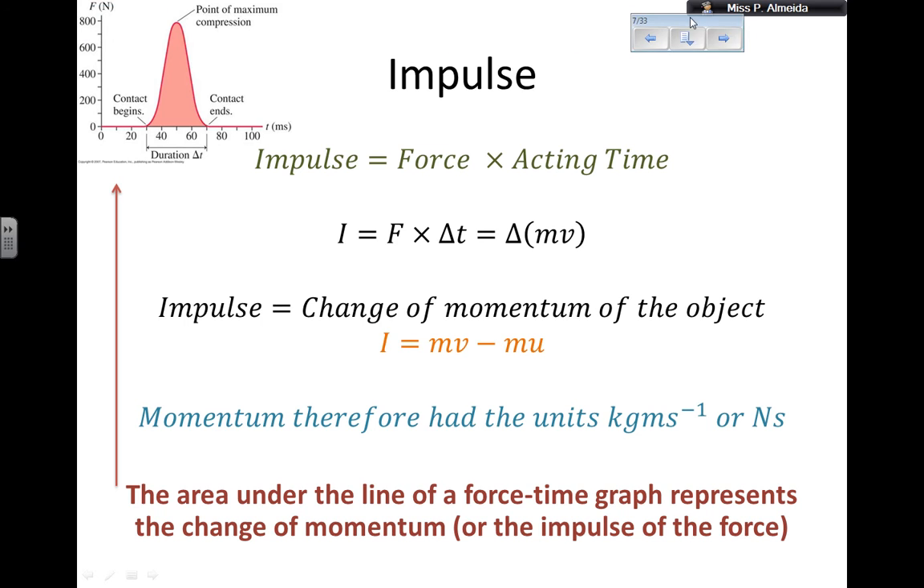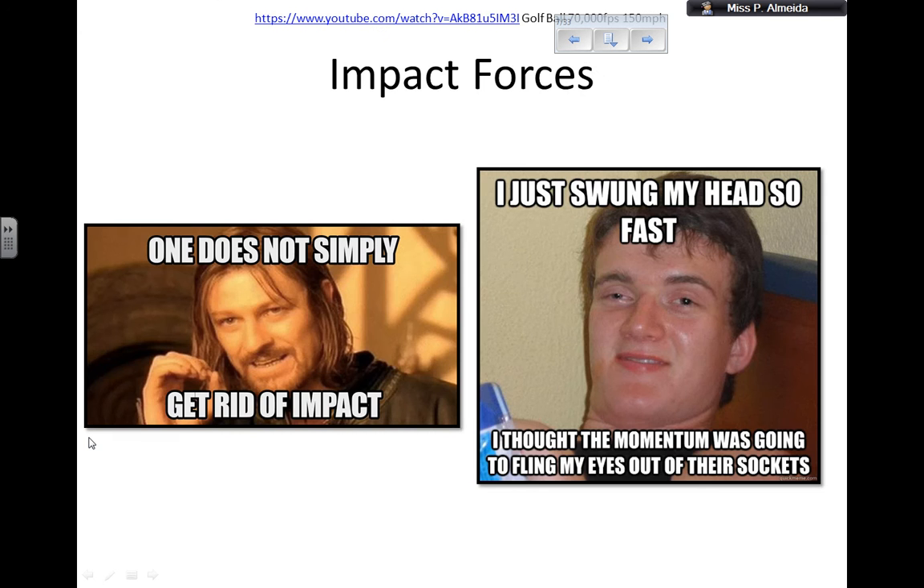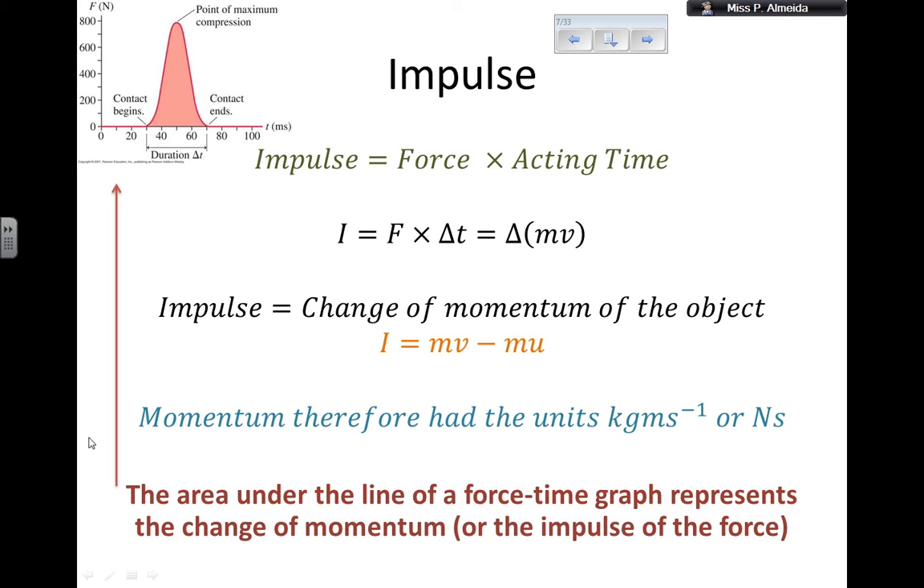I have here an example of a graph of force against the acting time. This is, for example, if I hit a football or a golf ball, which you're going to see in a video soon enough. So this is the duration of the time in milliseconds. If I look at this shape, and I get the area under that line, I get the area of force times the acting time. So the area under the graph of a force-time graph is going to represent the change of momentum, or then I can say the impulse of the force, okay? I think that's all. Impact forces, that's next, when I'm going to show you the golf ball.